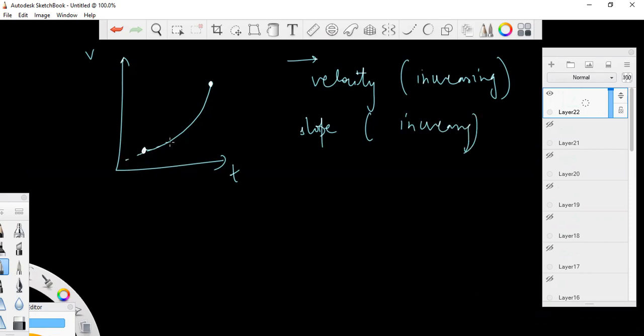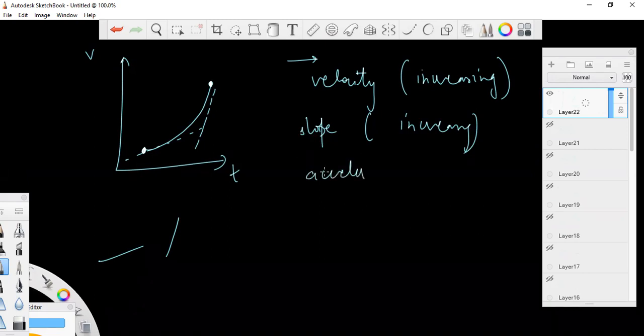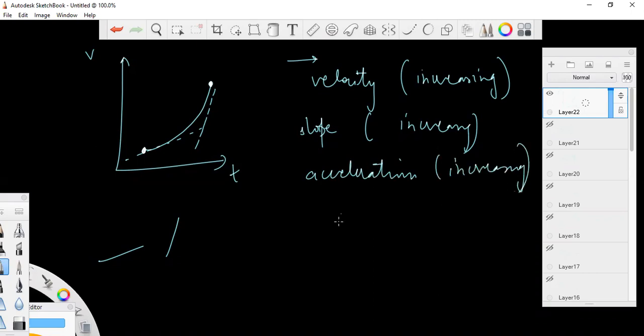Is that clear to all of you? Here the slope is something like this. Then the slope is something like this. Slope has increased, right? From this it is becoming this. If slope is increasing, what is the slope of VT graph? Acceleration. So can I say acceleration is increasing? Yes, sir. So should the acceleration be positive or negative? Velocity is increasing, so acceleration should be positive. Acceleration is positive and it is increasing as well.